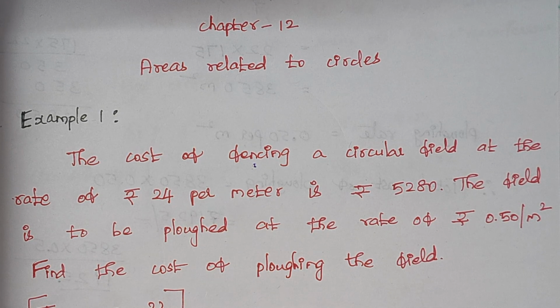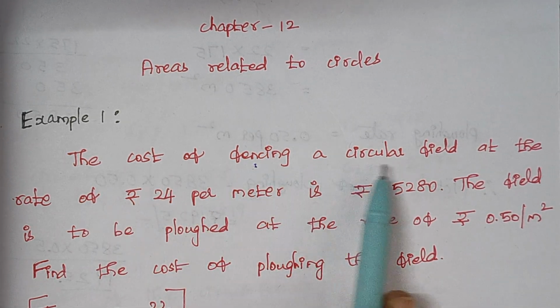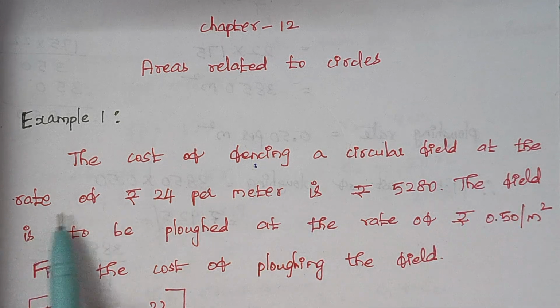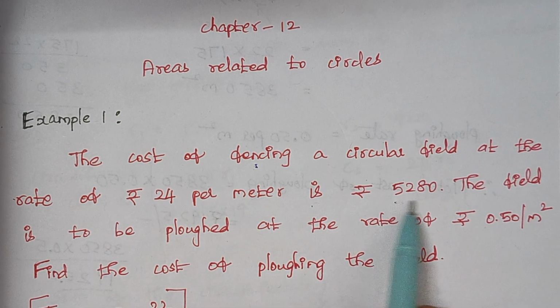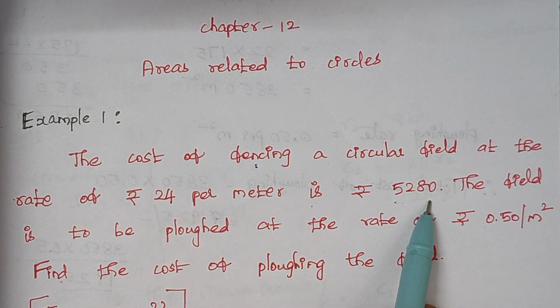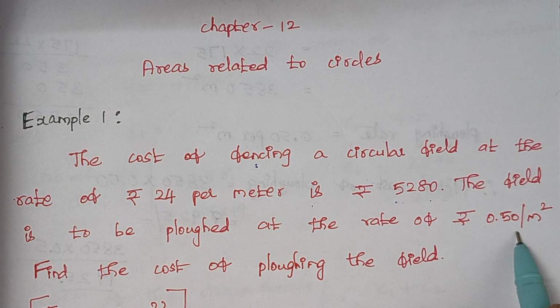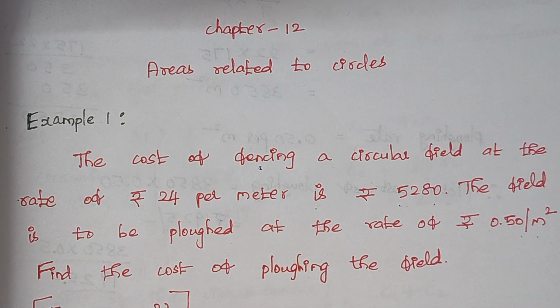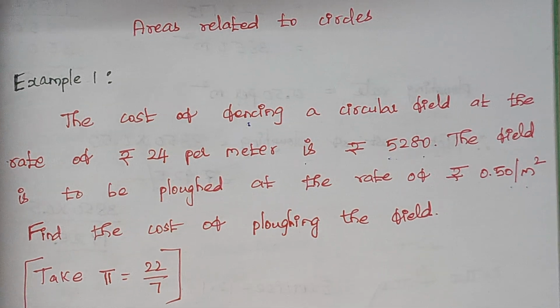Today we are going to solve example 1 under chapter 12, Areas related to circles. The problem is: the cost of fencing a circular field at the rate of rupees 24 per meter is rupees 5280. The field is to be ploughed at the rate of rupees 0.50 per meter square. Find the cost of ploughing the field. Take pi is equal to 22 by 7.